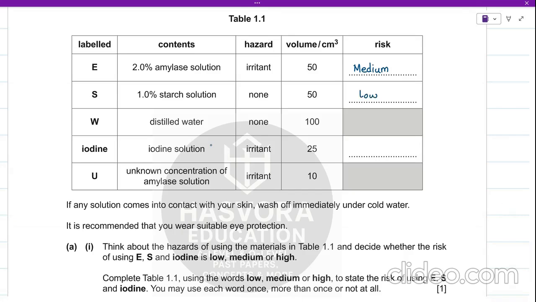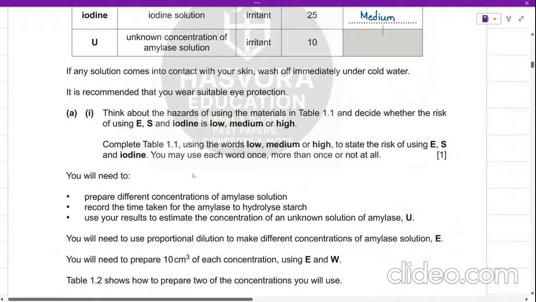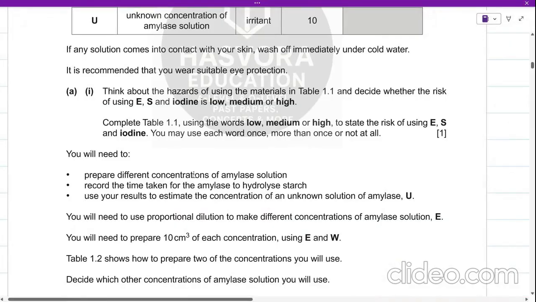After that comes the water, then the iodine. The iodine has a medium risk as it is also an irritant. So watch that video if you do not know the risk involved with the solutions, as they usually come up in the paper. If any solution comes in contact with your skin, wash off immediately under cold water. It is recommended that you wear suitable eye protection. Think about the hazards of using the materials in 1.1 and decide whether the risk of using E, S and iodine is low, medium, or high risk. So we have already completed the table.